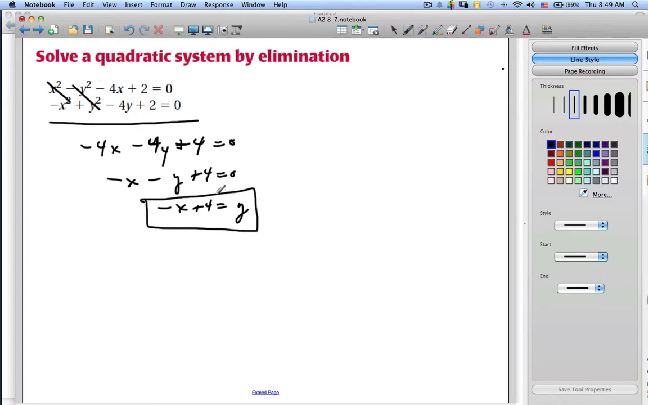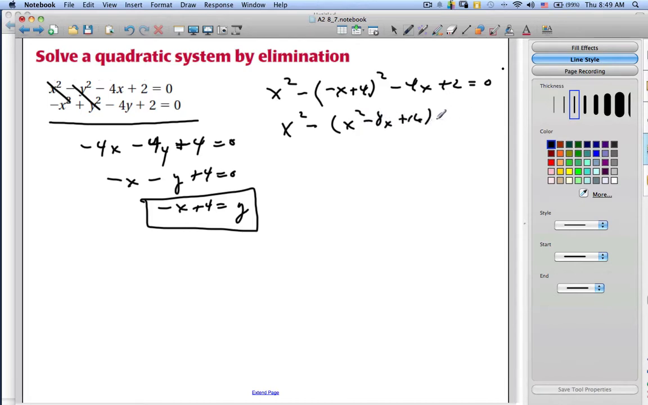Okay, so I have a new equation. And if I take this and plug it back up into the original equation in place of y, negative x plus 4 in place of y, and this needed to be squared, minus 4x plus 2, now I've gotten rid of one of my variables. So when I first did the elimination, I wasn't able to get rid of both variables, but then I was able to use substitution to go ahead and get rid of the y. So I'll have x squared minus, and this is going to become x squared minus 8x plus 16 minus 4x plus 2 equals 0.